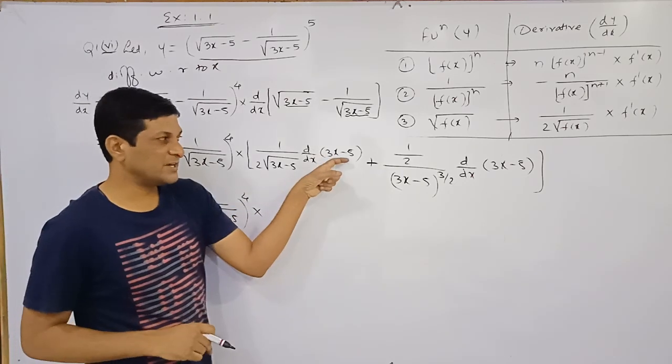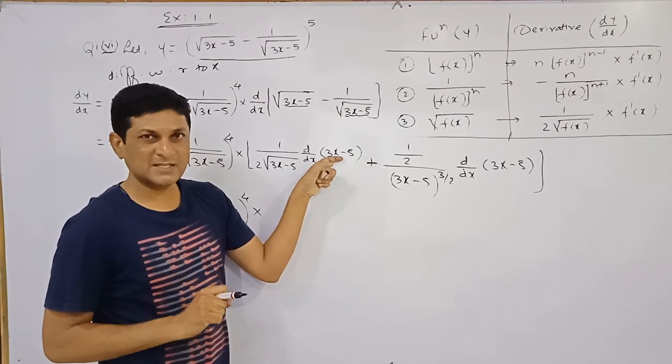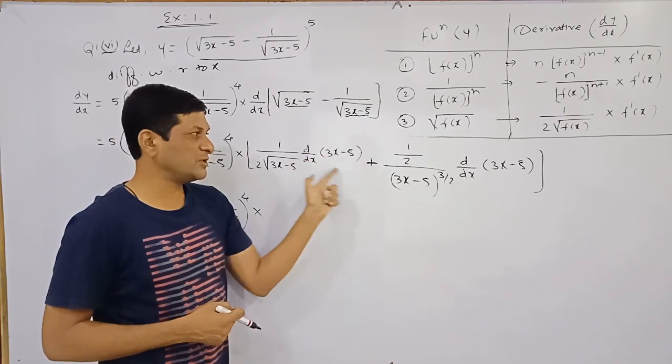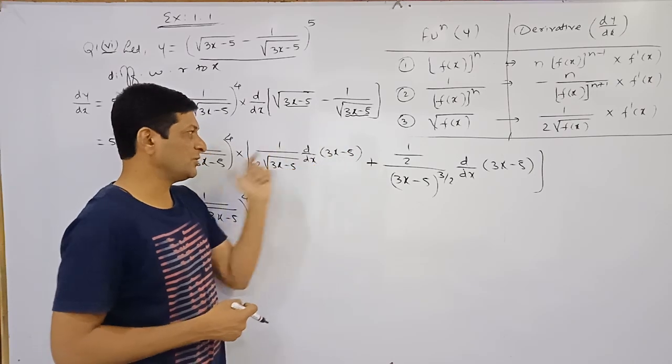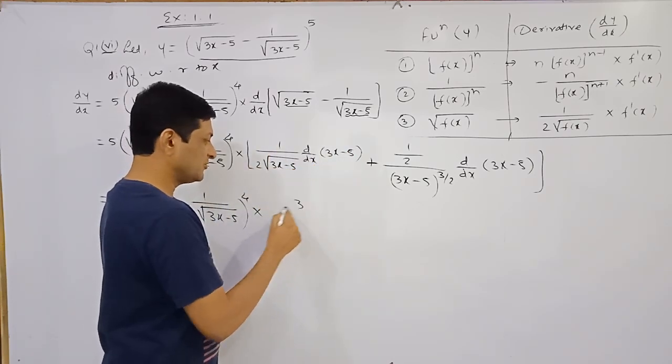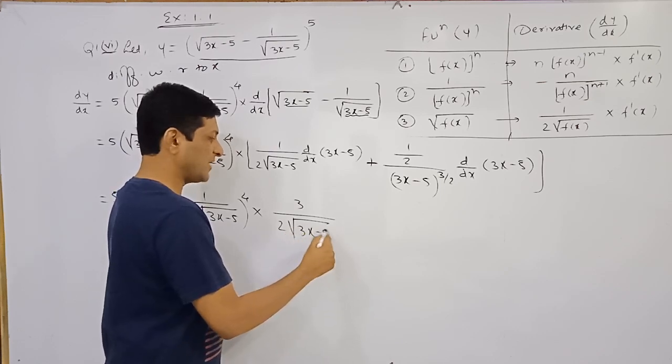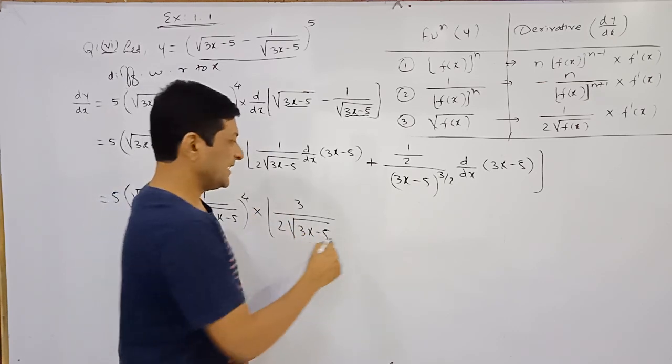So now what is the derivative of the first term? Derivative of 3x is equal to 3, and derivative of the constant term is equal to 0. Means the derivative of this whole term is 3. And 3 into 1 is 3. So here we are getting 3 upon 2 under root 3x minus 5. Here plus, keep it as it is.